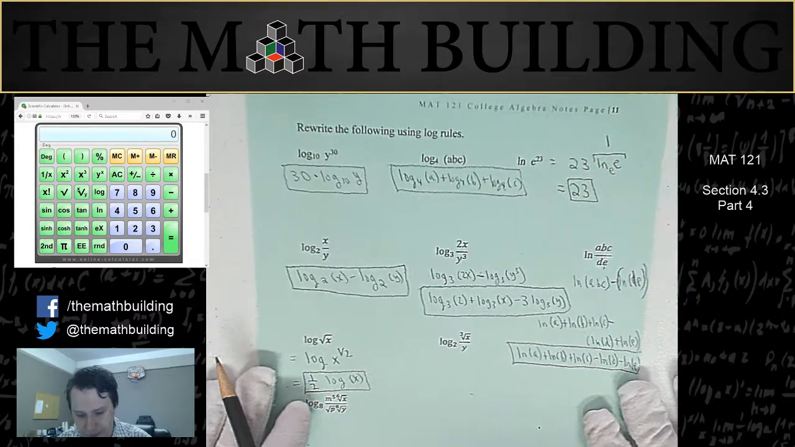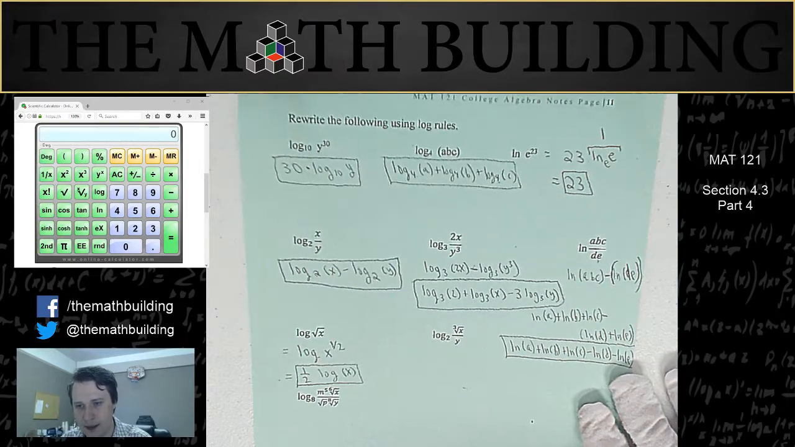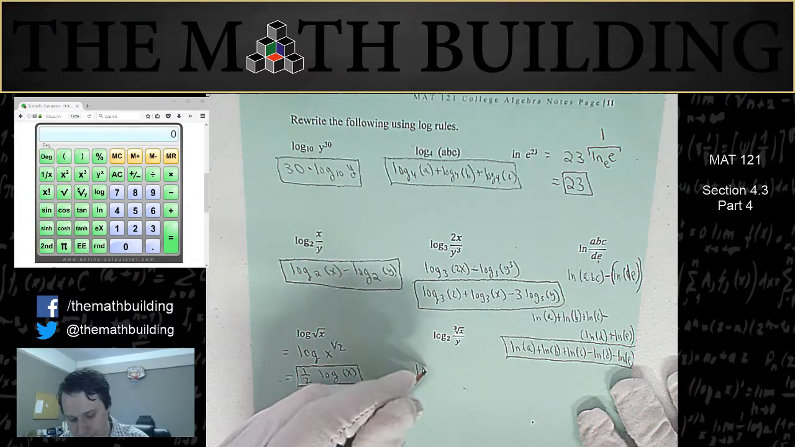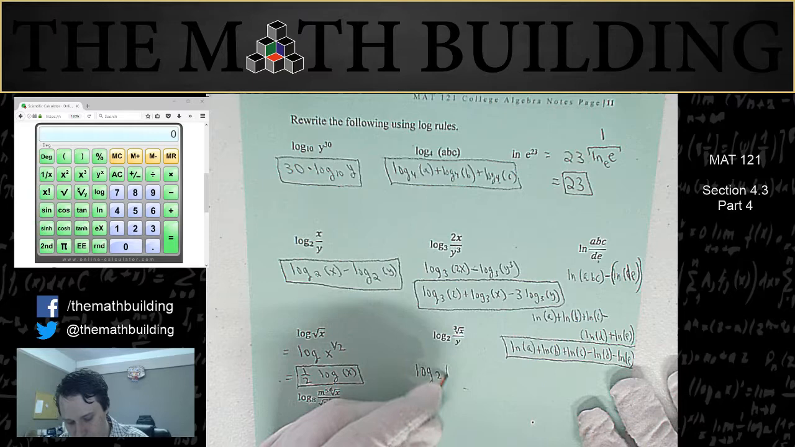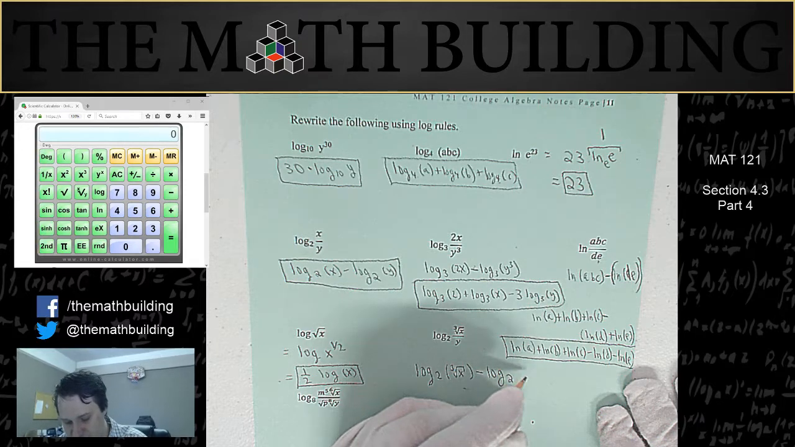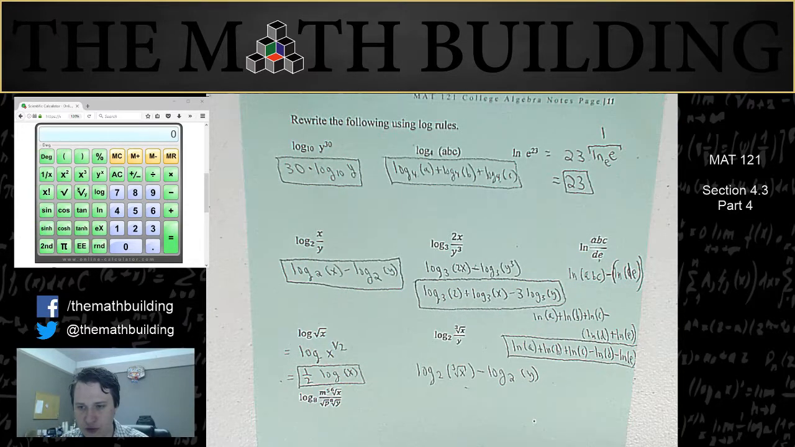Two to go. Log base 2 of the third root of x divided by y. First, let's do the fraction. So this is equal to log base 2 of the third root of x minus log base 2 of y. See how I did that? So log base 2 of the third root of x minus log base 2 of y, that got rid of the fraction.